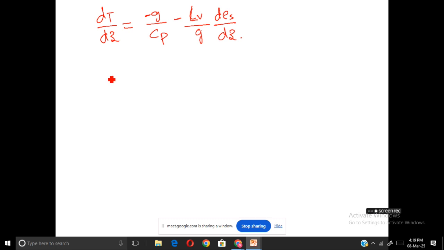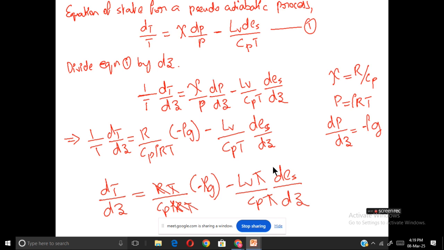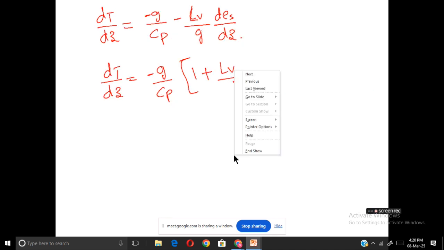So if we take g by Cp, which is gamma d, as common, dT by dz will become minus g by Cp, times 1 plus Lv by g into des by dz.